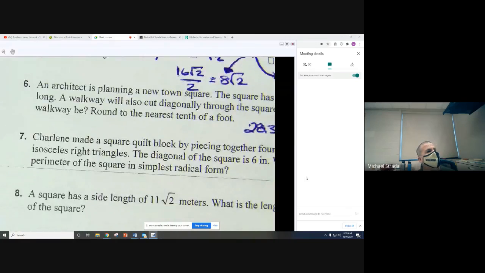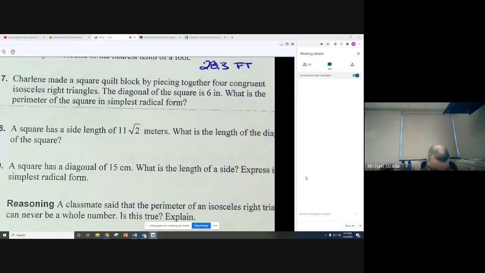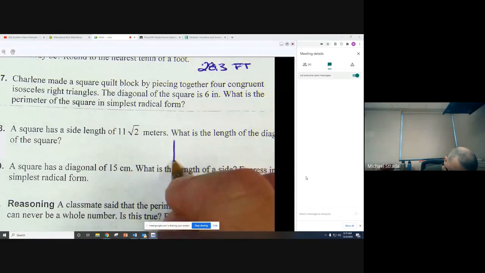And piggybacking off that, number 8. A square has a side length of 11 root 2 meters. What is the length of the diagonal of the square?